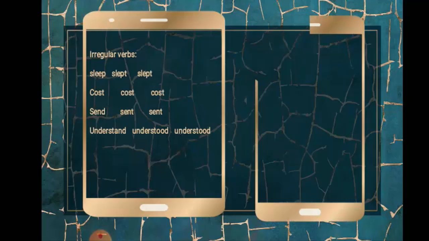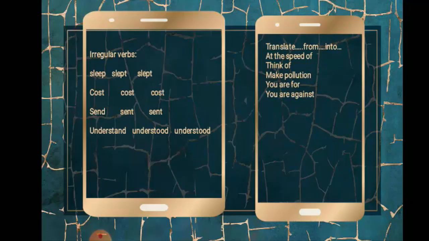And then we have some language expressions. Language expressions are a group of words that come together, a group of verbs and prepositions, or verbs and nouns. Translate from into, يترجم من إلى. For example, I can translate from English into Arabic. At the speed of, think of, make pollution.